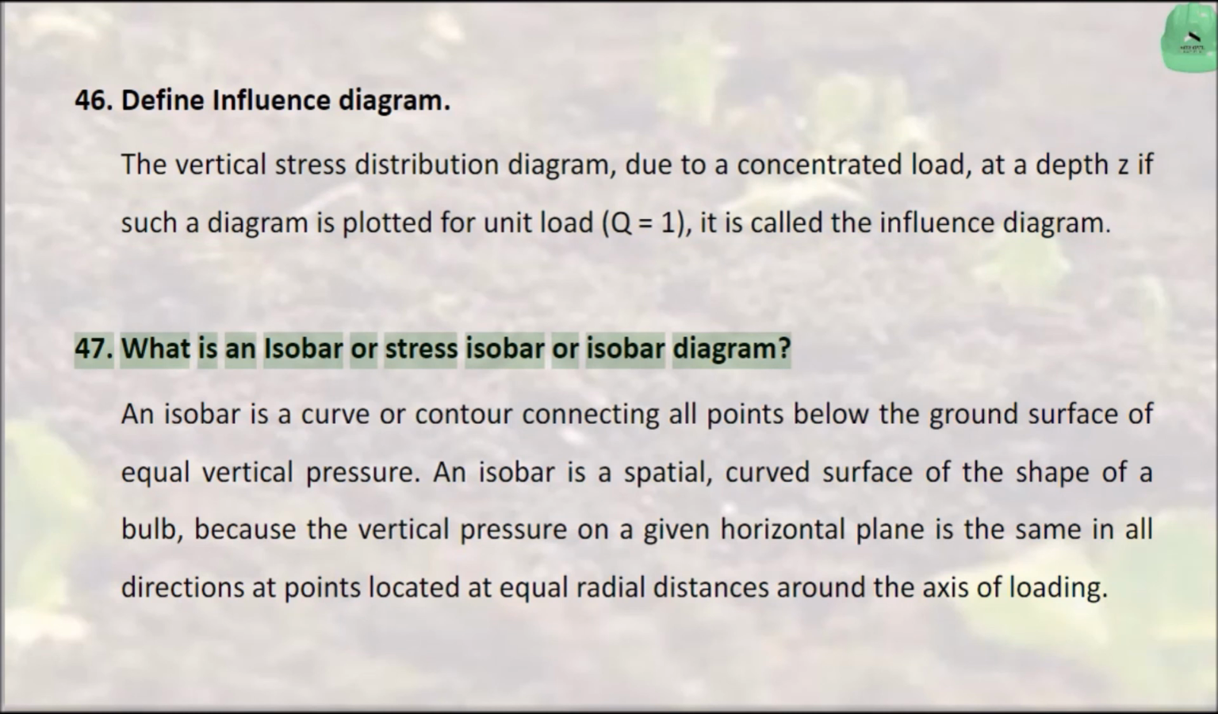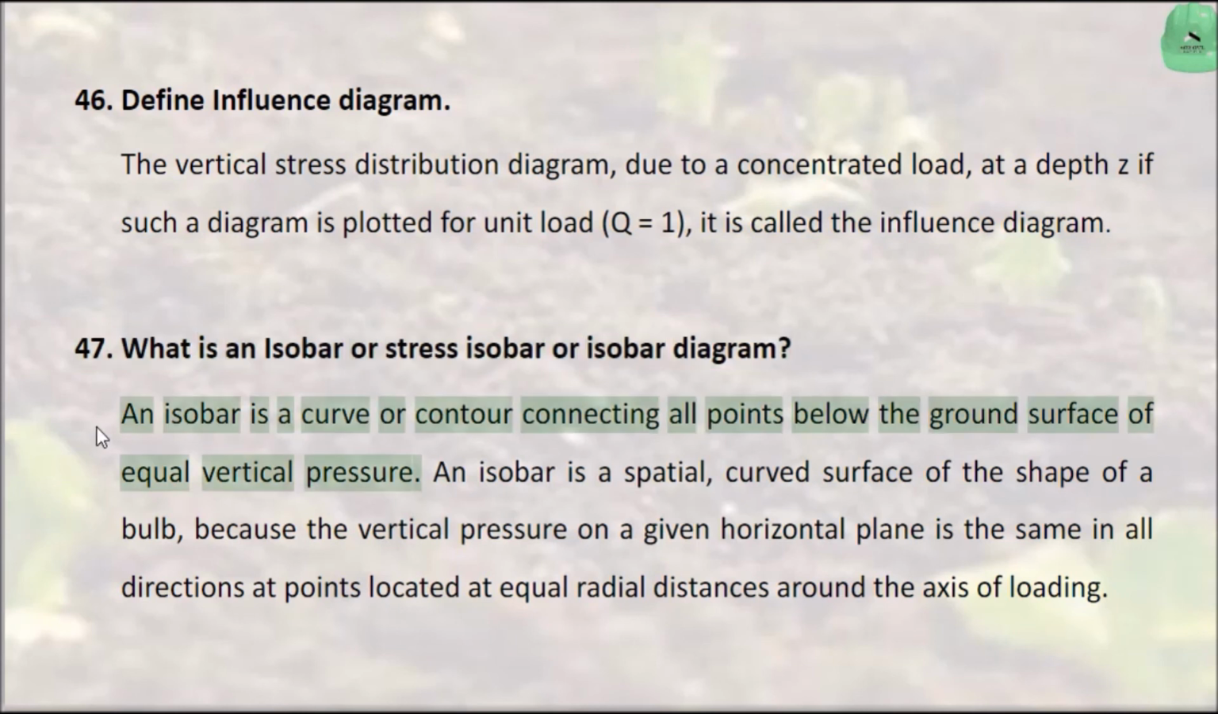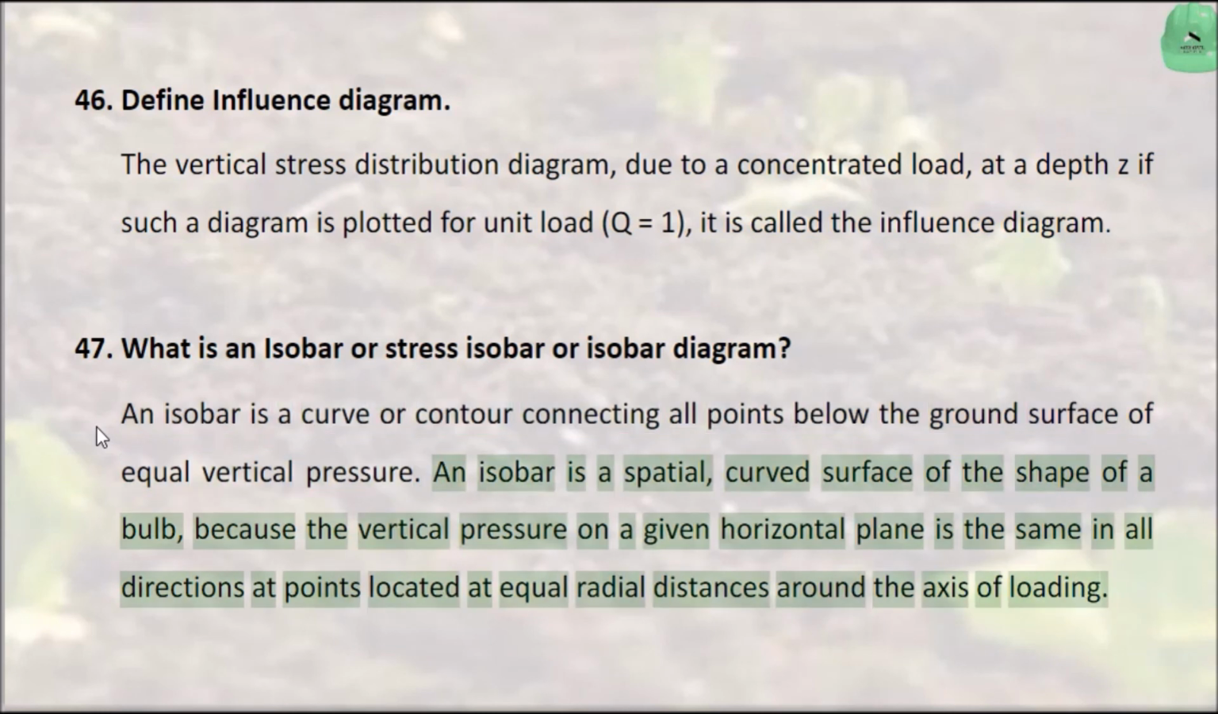What is an isobar or stress isobar or isobar diagram? An isobar is a curve or contour connecting all points below the ground surface of equal vertical pressure. An isobar is a spatial, curved surface of the shape of a bulb, because the vertical pressure on a given horizontal plane is the same in all directions at points located at equal radial distances around the axis of loading.